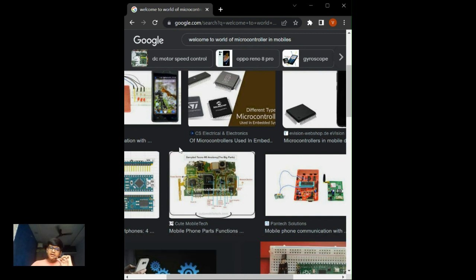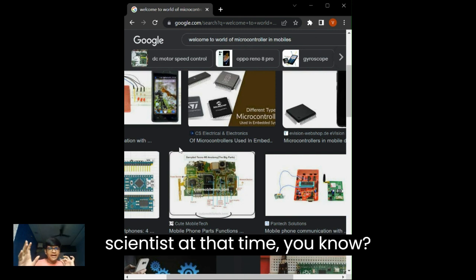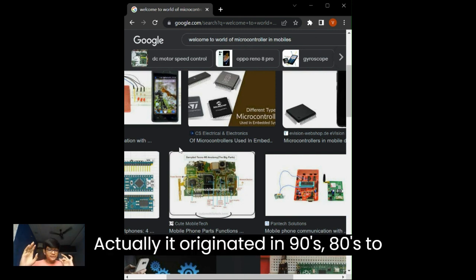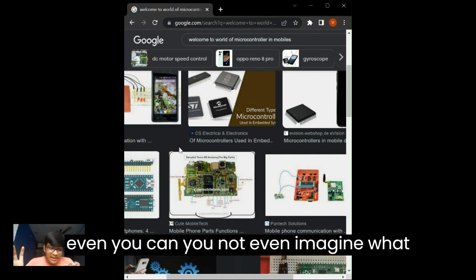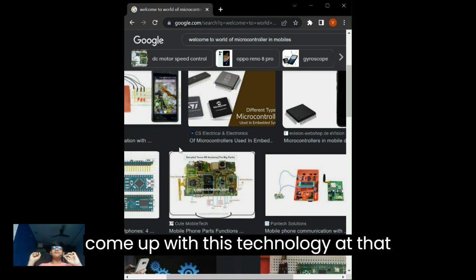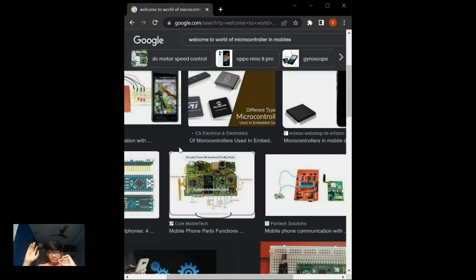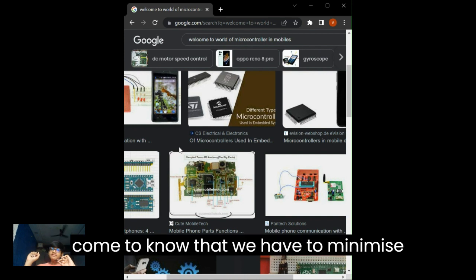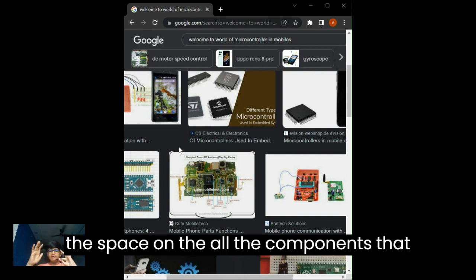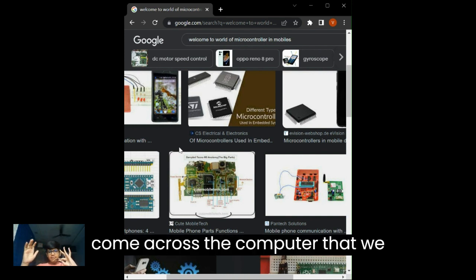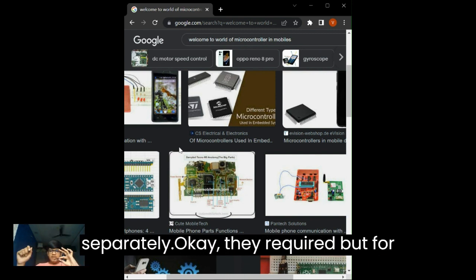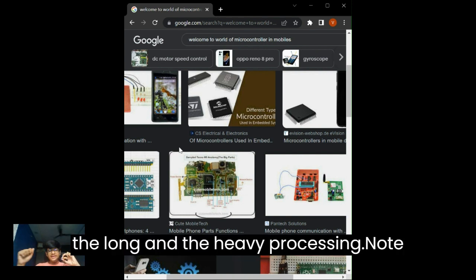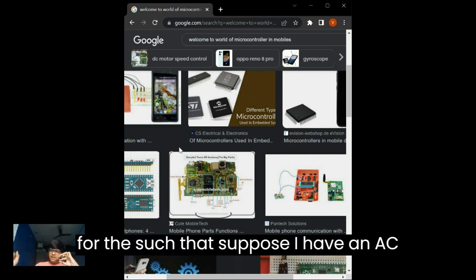So what adjustment was made by scientists at that time? It originated in the 70s to 80s period. You cannot even imagine the brain power they had to come up with this technology at that time. They came to know that we have to minimize the space of all the components that come with the computer, where we have to take a monitor separately and a keyboard separately. They are required for long and heavy processing, but not for everything.